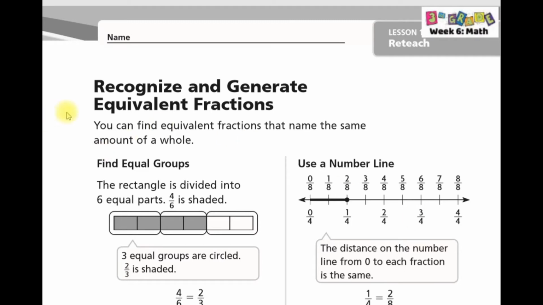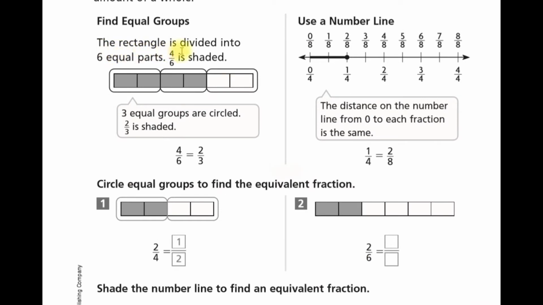All right, this says, recognize and generate equivalent fractions. You can find equivalent fractions that name the same amount of a whole. Find equal groups. The rectangle is divided into 6 equal parts. 4/6 is shaded. 3 equal groups are circled. 2/3 is shaded. 4/6 equals 2/3. Use a number line. The distance on the number line from 0 to each fraction is the same.